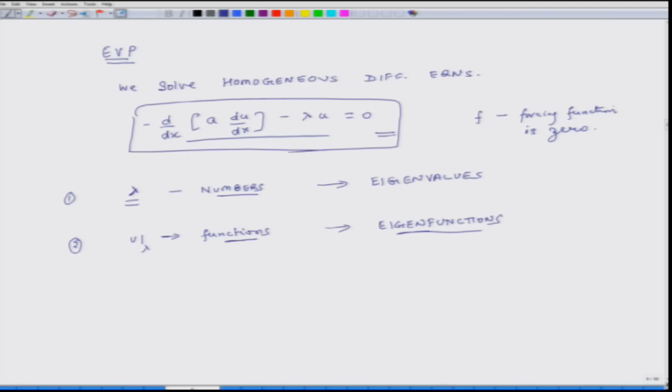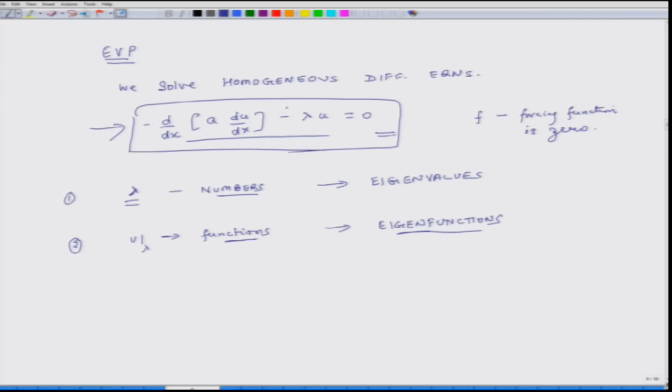Here I have just written one particular type of homogeneous differential equation, but any homogeneous differential equation does not have to stick to this form. We find some numbers like this lambda, and these numbers are called eigenvalues, and then associated with each of these numbers is a u function, and these functions are known as eigenfunctions.